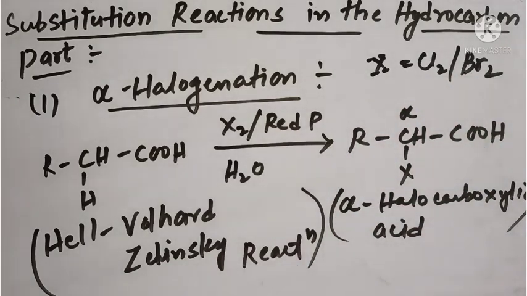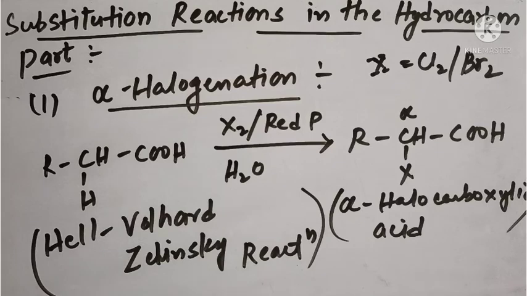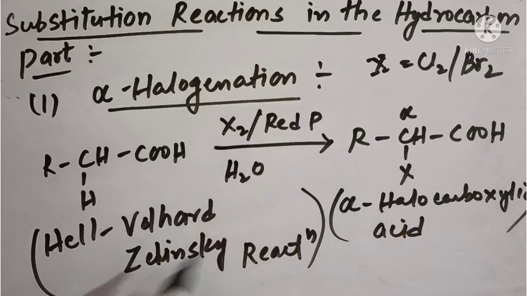In this case the hydrocarbon part will undergo substitution by the halogen molecule. In the presence of a small amount of red phosphorus, that will give you the alpha halocarboxylic acid, and it is a name reaction known as the HVZ reaction or the Hell-Volhard-Zelinsky reaction.